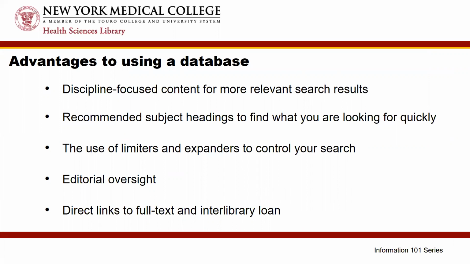Searching for a journal article in a research database provided by the library offers a number of advantages, including discipline-focused content for more relevant search results, recommended subject headings to find what you're looking for more quickly, the use of limiters and expanders to control your search, editorial oversight so that your results are more likely to be from peer-reviewed scholarly journals, and direct links to the full text of articles and free interlibrary loan when you are logged into the library homepage. Besides general research databases like PubMed, the library has specialty resources such as Health Business Elite, Access Physiotherapy, or the Psychology and Behavioral Sciences collection.